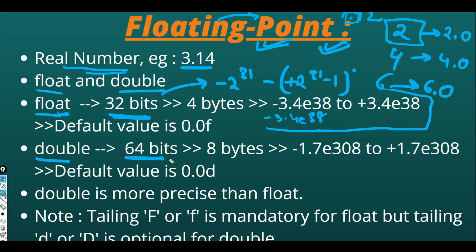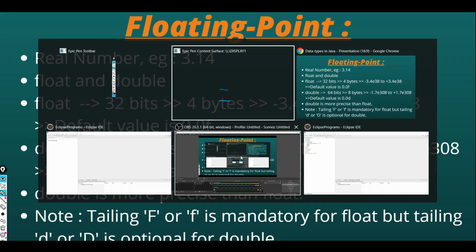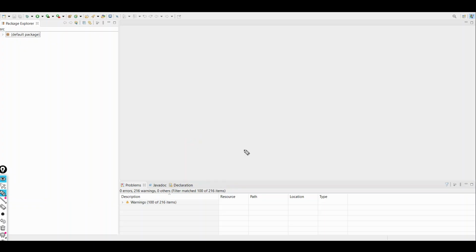The double range is for 64 bits, that is 8 bytes, and in the integer, 64 bits was minus 2 power 63 to positive 2 power 63 minus 1. But over here again there is a difference in the size. These ranges are very much greater than the integers. The default value for float is 0.0f and for double 0.0d. Now we'll see this in action.